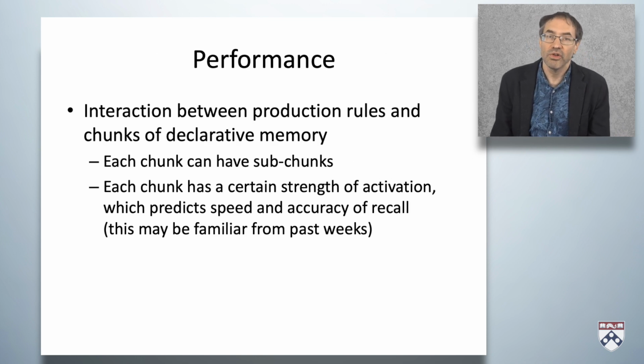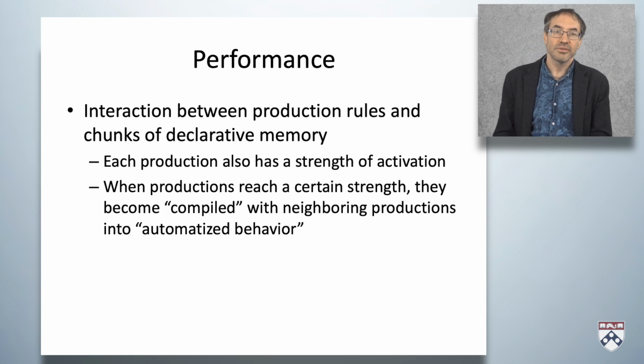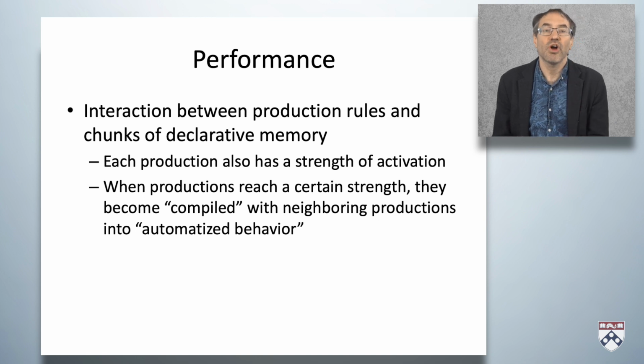Performance is modeled as the interaction between production rules and chunks of declarative memory, and each chunk can have subchunks. And each chunk has a certain strength of activation, which predicts speed and accuracy of recall. And this may be familiar from past weeks. Each production also has a strength of activation. And again, production is a cognitive skill or cognitive behavior.